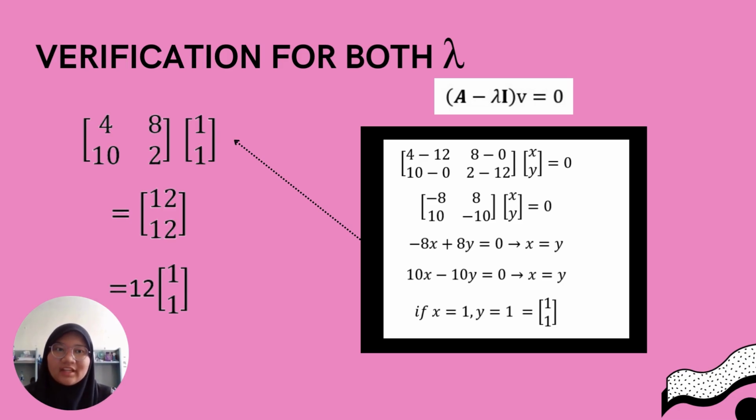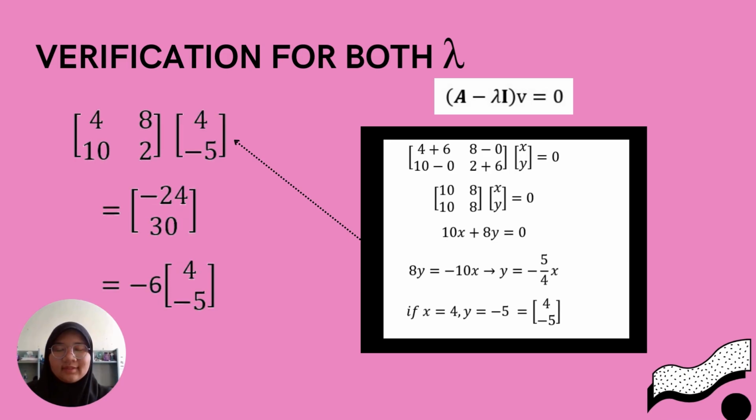Verification for both lambdas. For the first lambda, which is equal to 12, we need to multiply the matrix A with vector 1, 1. We get the vector value by substituting the value of matrix A and lambda into the formula A minus lambda I times V equals 0. Then we get 12, 12 as the result, which is equivalent to 12 multiplied with 1, 1. To verify the next lambda, which is equal to negative 6, we do the same thing as the slide before, and then we get negative 24, 30 as the result, which is equivalent to negative 6 multiplied with 4, negative 5.